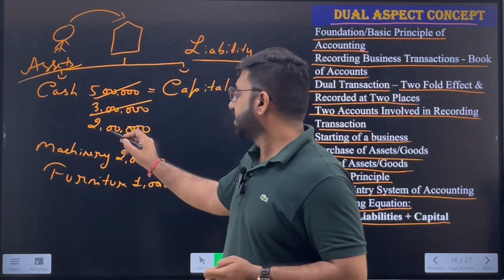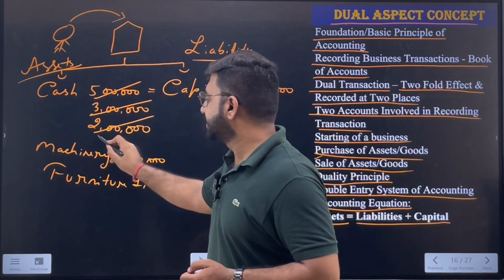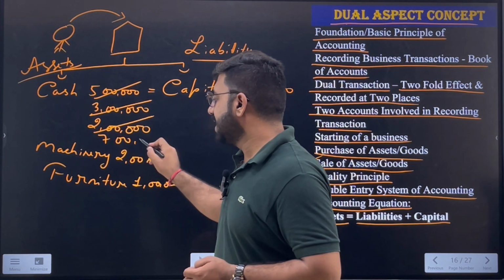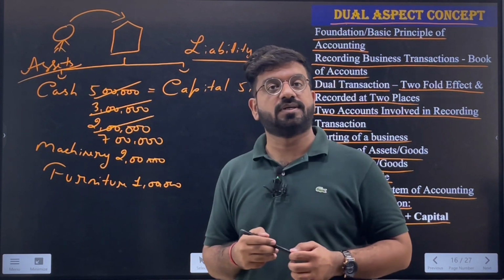Now what will happen? My cash will become 7 lakhs. Earlier, I had cash of rupees how much? 2 lakhs. What did I do? I went to the bank, I borrowed 5 lakhs. So they gave me 5 lakhs in cash.